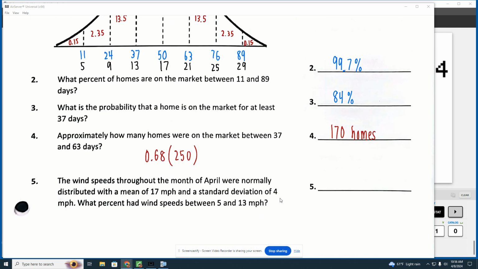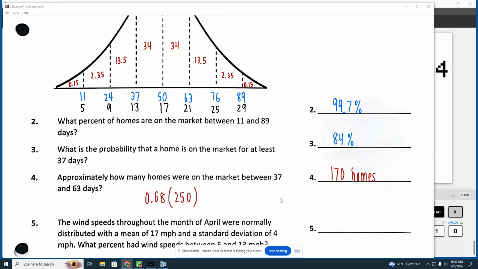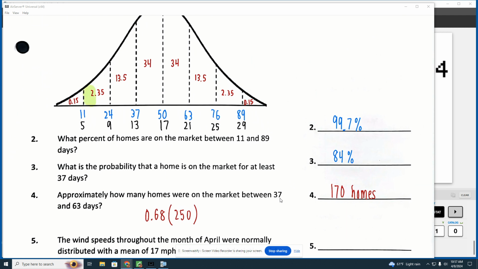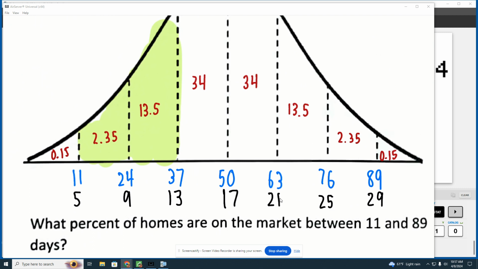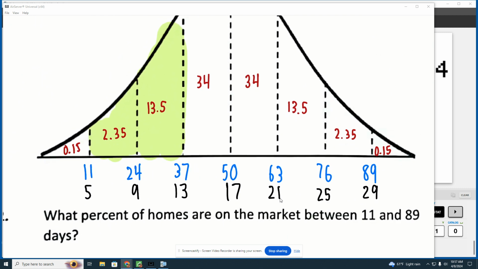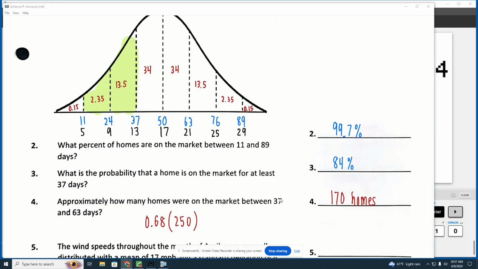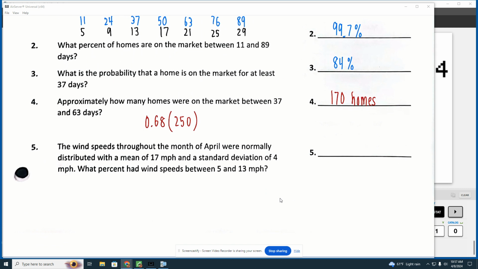Now, what's the question asked? What percent, not how many, what percent had wind speeds between 5 and 13? That's those two little slivers right there, isn't it? So that's 2.35 plus 13.5. What's 2.35 plus 13.5? 15.85%. Y'all good with the front side?